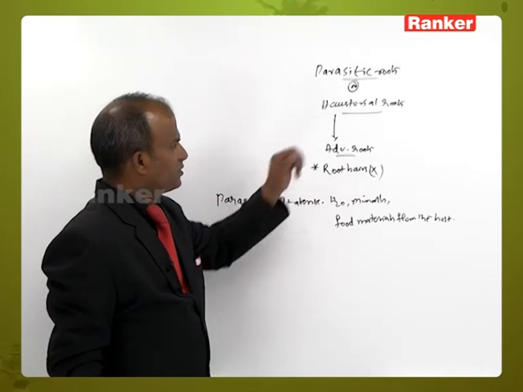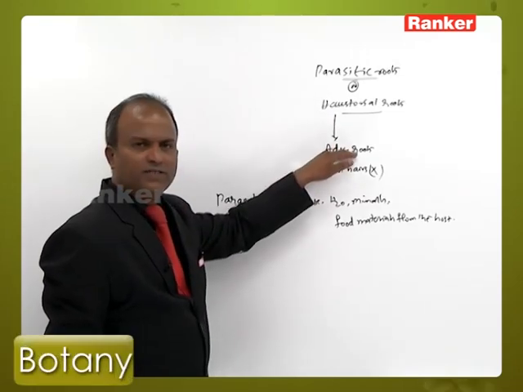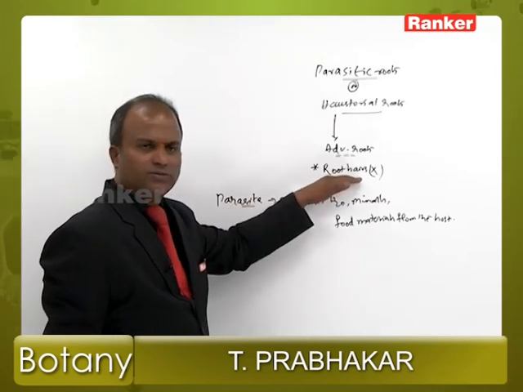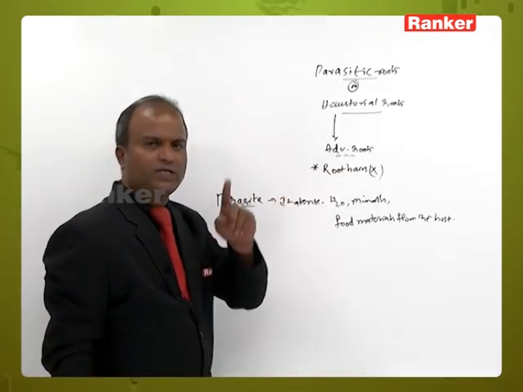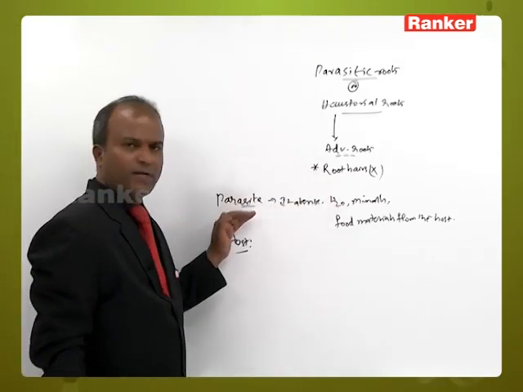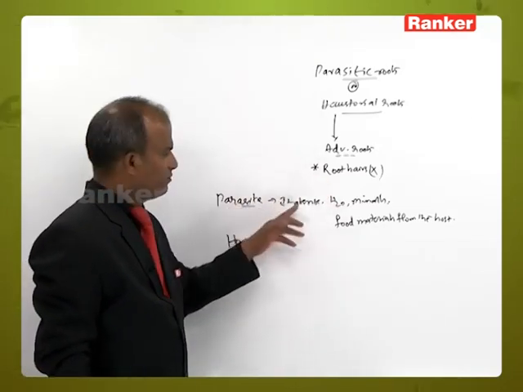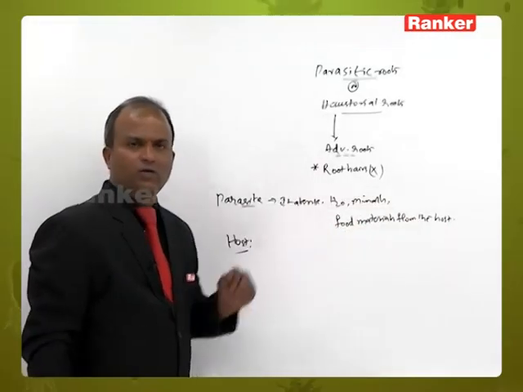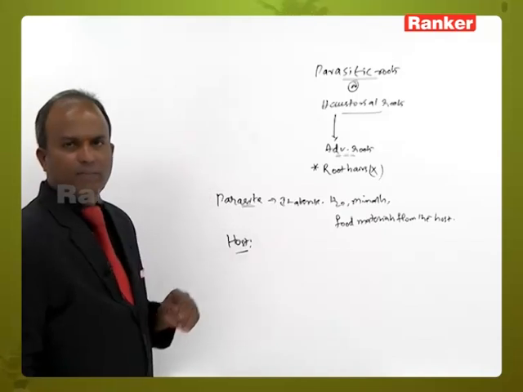These parasitic roots are haustorial roots. These are nothing but a special type of adventitious roots. In these, root hairs are completely absent. And what is meant by a parasite? A parasite is a plant which absorbs water, minerals and food materials from the host.